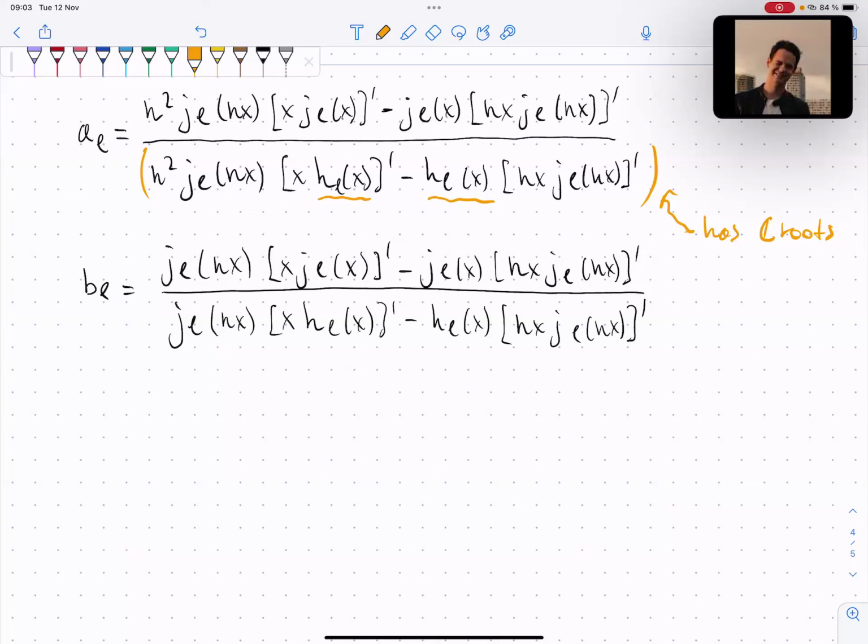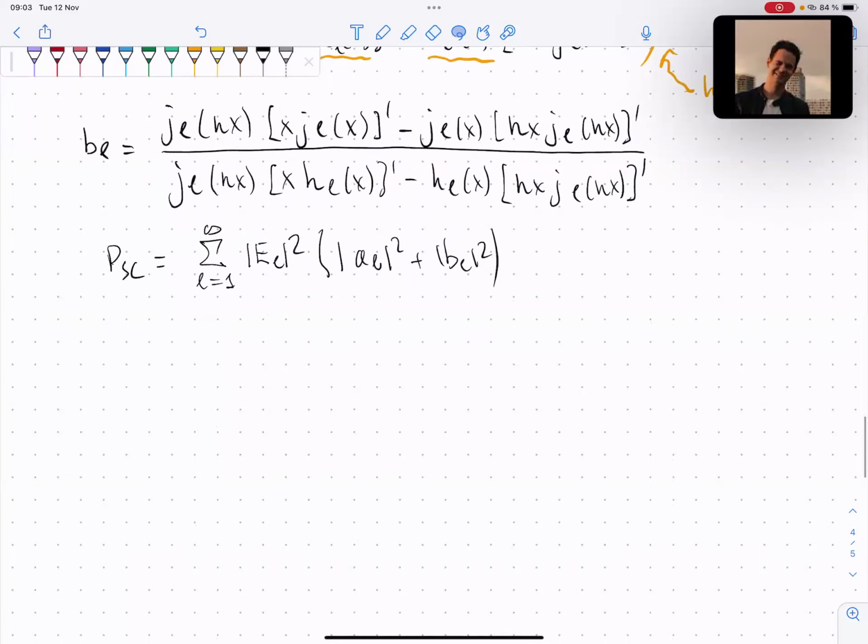And to get all of this information, it's enough just to plot, for example, to get the intensity of the scattered field, we can just plot the sum. Well, this like E_L squared multiplied by A_L squared plus B_L squared. This is not intensity, this is like scattered power.